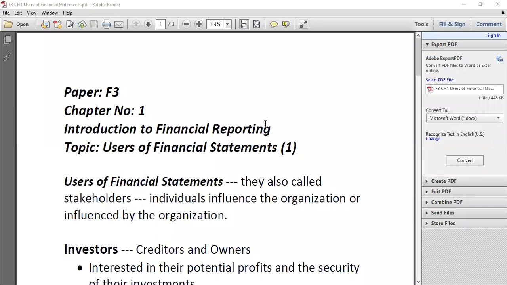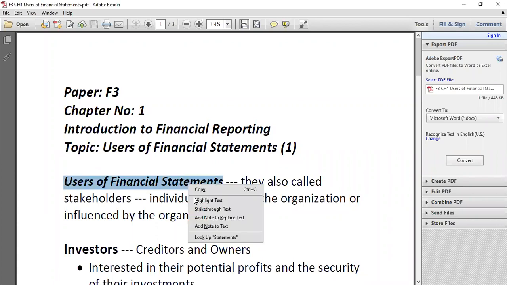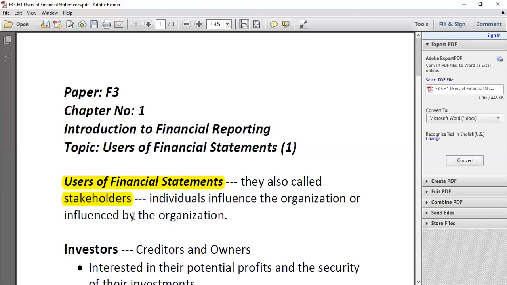So today we are starting the next lecture that is about users of financial statements. As we have studied in the previous lecture, the management of the organization will be responsible for the preparation of financial statements, and management will provide the statements to the users, and users will use those statements for their economic decision making.